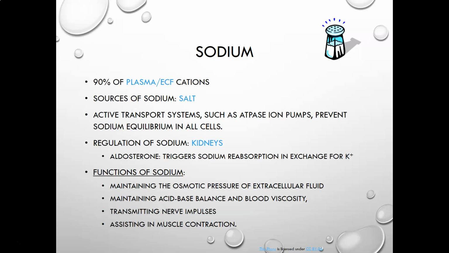The regulation of sodium is maintained by the kidneys, and the main hormone is aldosterone. Aldosterone is produced by the adrenal glands, and then it goes and affects the kidneys, and aldosterone triggers sodium reabsorption in exchange for potassium. So what aldosterone does is take sodium from the urine and put it back into the blood. And then it takes potassium from the blood in exchange and dumps it into the urine.